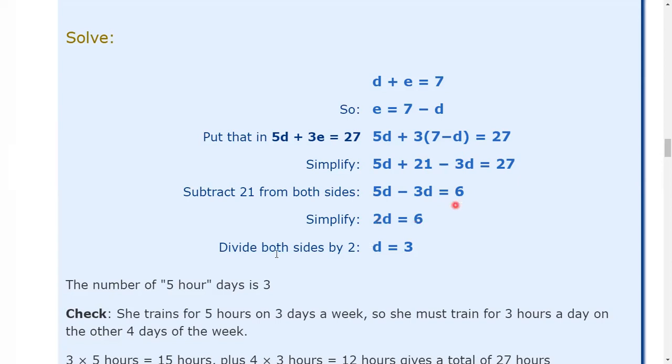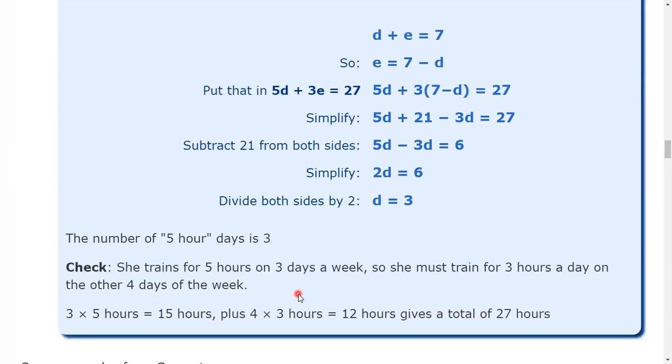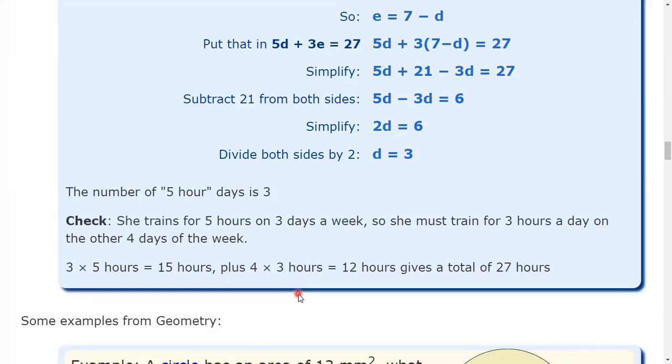Divide both sides by 2. Oh yes, it is 3. The number of 5-hour days is 3. She is training 5 hours for 3 days a week. Now check. So she must train for 3 hours a day on the other 4 days of the week.